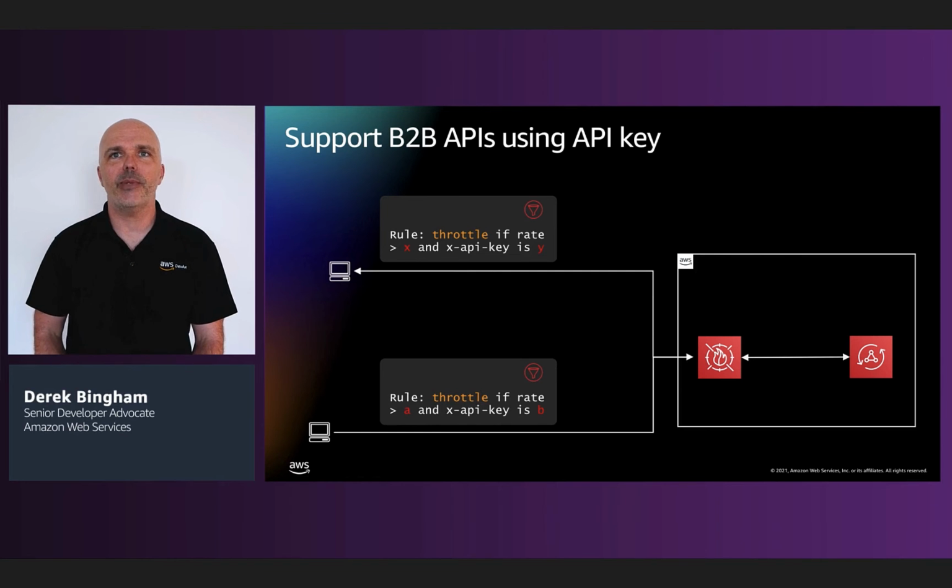Next, you can support B2B APIs using the API key. So we looked at some of the throttling rules that you can set up, but you can also set them up in a few different ways. Rather than using IP addresses, you can use different API keys that you may have set up on your API. So if you set up different API keys for different businesses, for example, that you're working with, you can then also set up different throttling rules for those different APIs. So that's also a way of configuring different levels of access and different throttling rules for those different API keys.